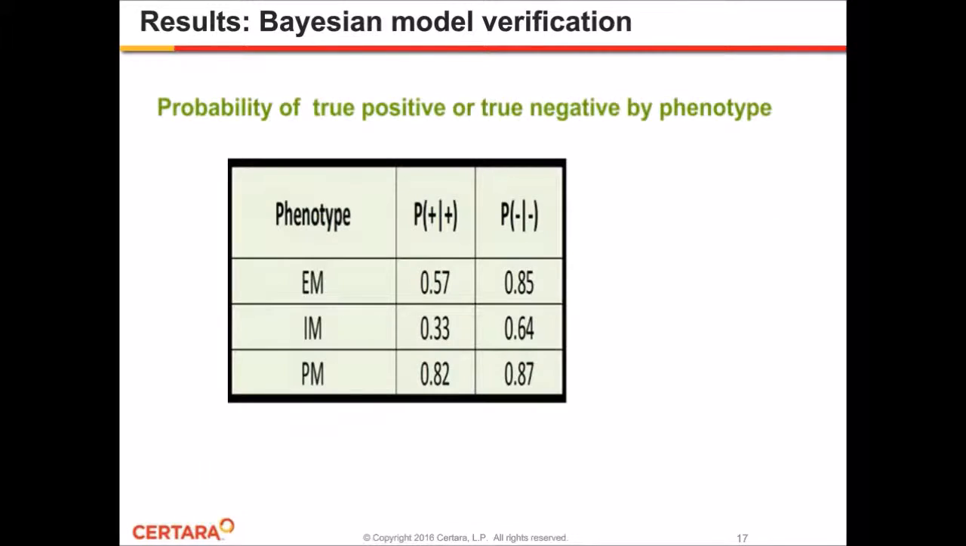We went on to further verification. In this case, we are looking at the probability of predicting a true positive or a true negative by phenotype. And there again, if you go to the last row, you'll see we have PMs in that row. And so there's an 82% probability that a true positive for the PM would be predicted, and an 87% probability that a negative would be rejected as a negative and not as a PM. And we were very excited once we saw these results.